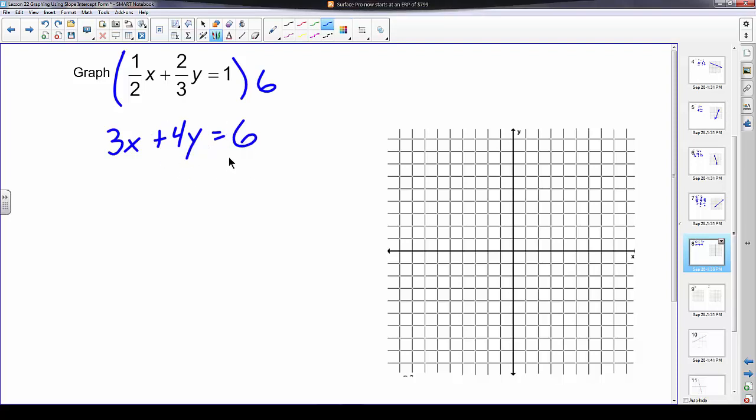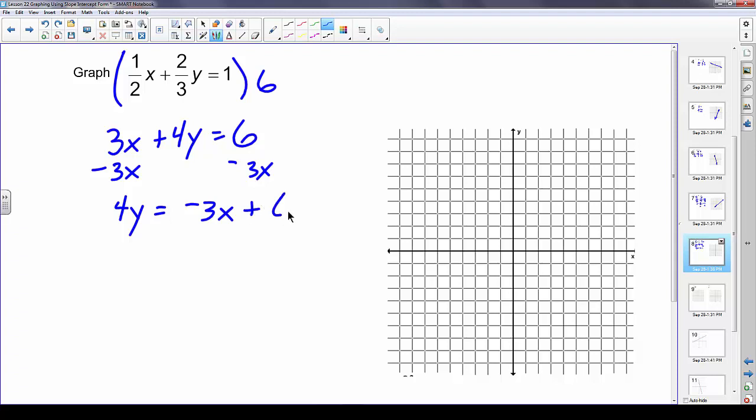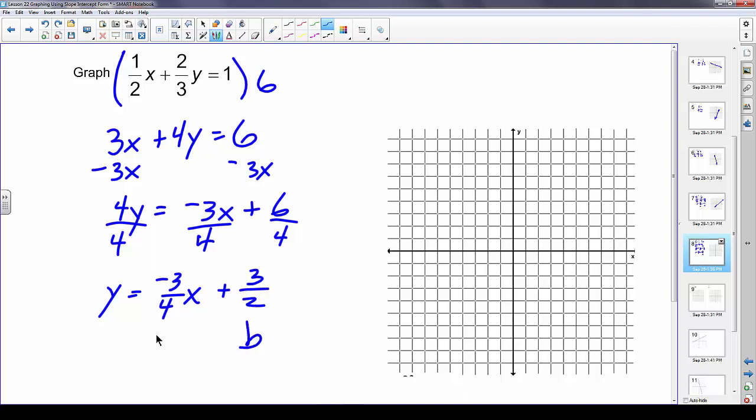So now I'll go through the same procedure I did last time. Subtract 3x from both sides. Pay attention to like terms, so I have 4y is equal to negative 3x plus 6. Divide each side by 4, and I choose to divide each term by 4. So negative 3/4 x plus 3/2. Now this is a little bit different because my y-intercept is a fraction.